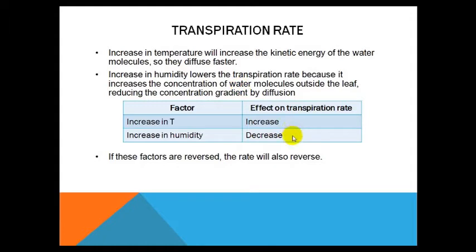So it decreases the transpiration rate. If these factors are reversed, the rate will also reverse, meaning that a decrease in temperature decreases the transpiration rate, and a decrease in humidity increases the transpiration rate. Now that part is clear, right? If you are not clear, you can ask me a question in the secondary EIS WhatsApp group later on.